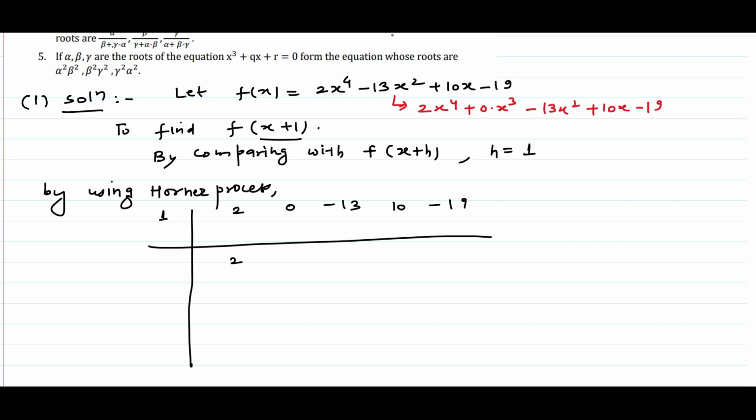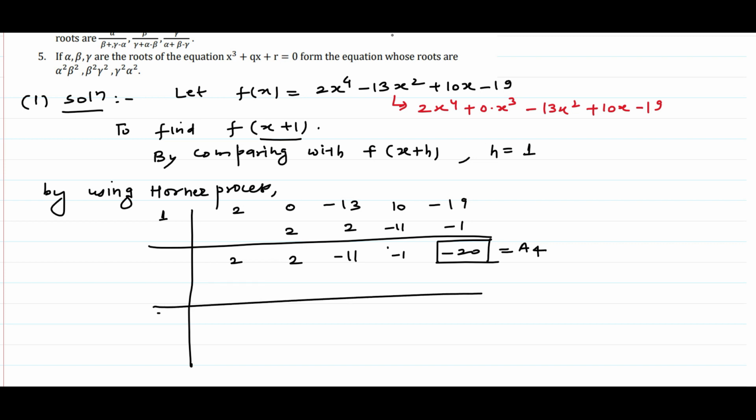Here we bring down 2. 2 multiplied by 1 gives 2. On addition, it gives 2. Then 0 plus 2 gives 2, and 1 multiplied by 2 gives 2, and -13 plus 2 gives -11. And 1 multiplied by -11 gives -11. On addition, 10 plus -11 gives -1. And multiplying 1 by -1 gives -1, and -19 plus -1 gives -20. And this is our required value of a4.